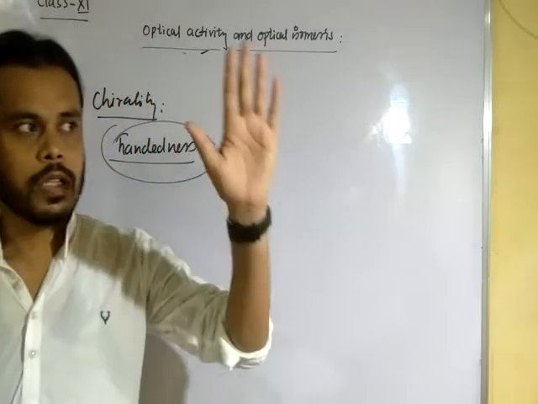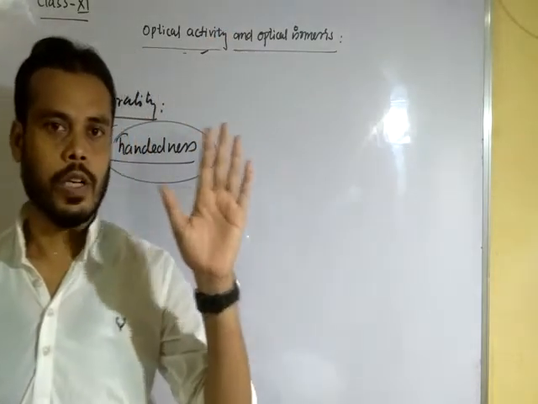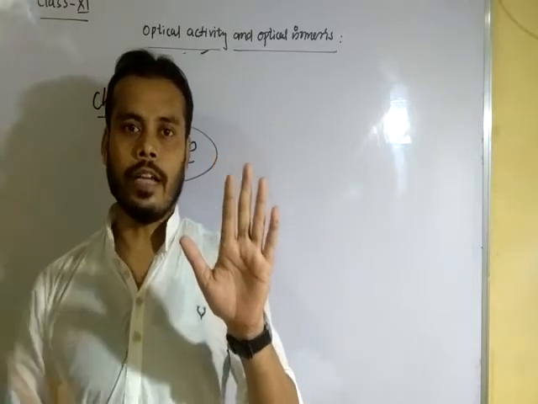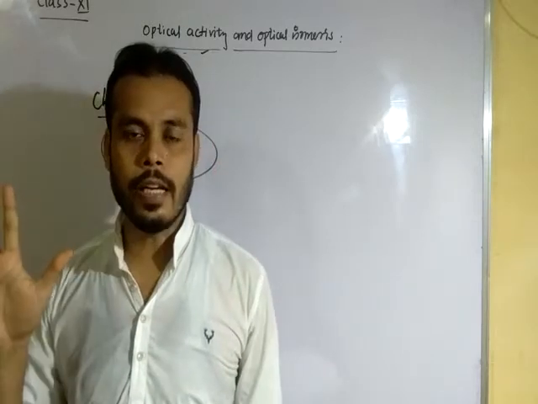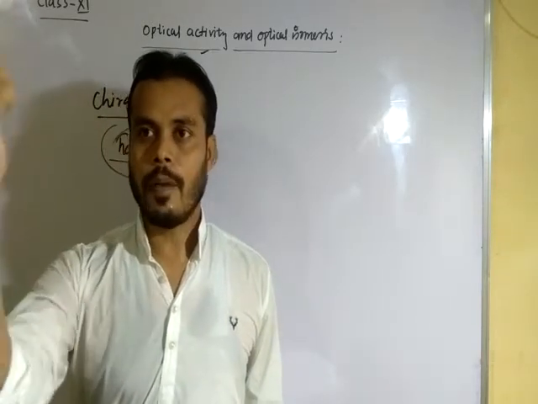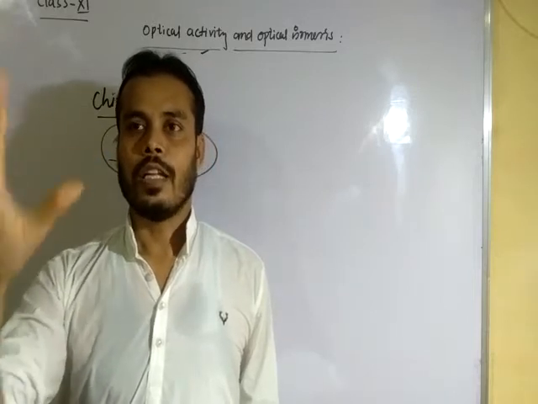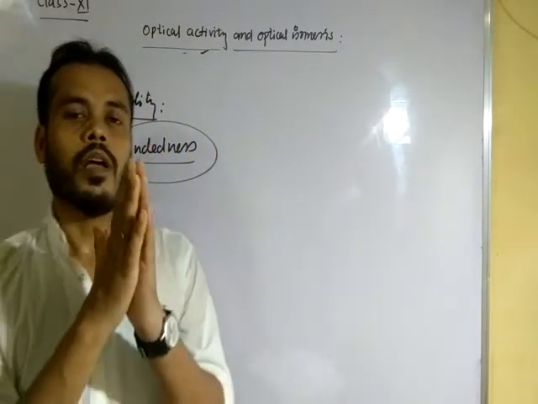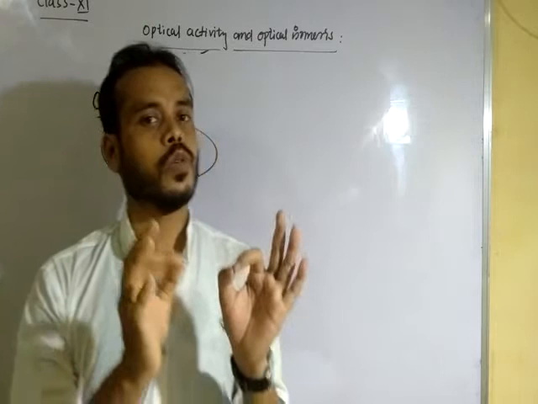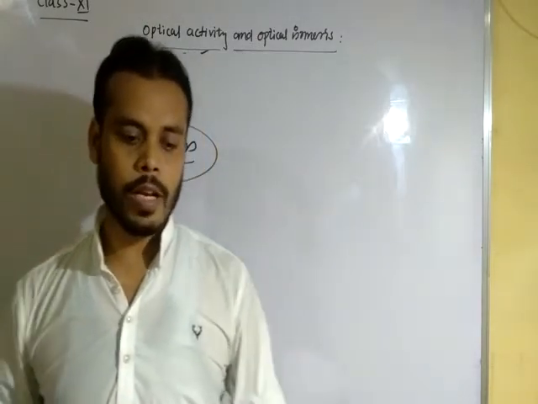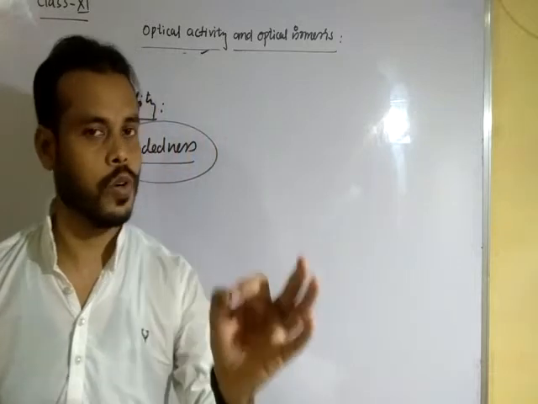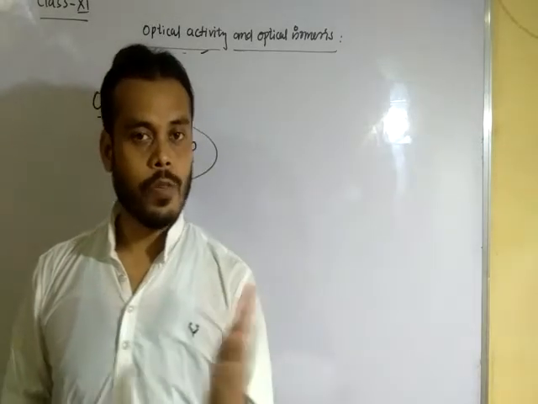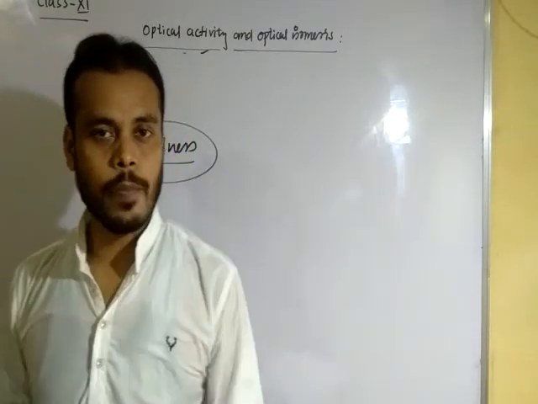Okay, dear student, suppose my left hand is put in front of the mirror; the reflection shows a right hand structure. If we put the right hand in front of the mirror, it shows the left hand. So left and right hand are mirror images of each other, but non-superimposable. We should differentiate between non-superimposable and superimposable mirror images.